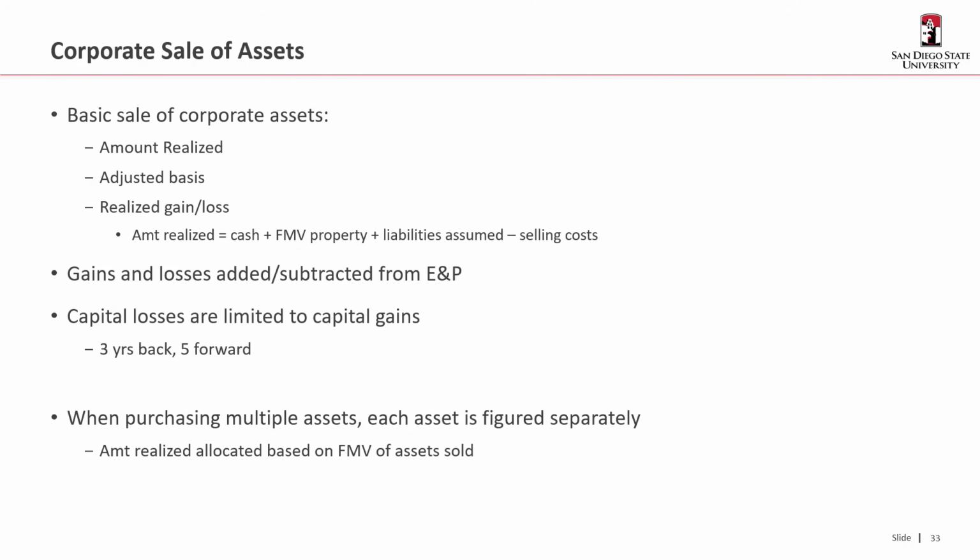Okay, so when we have a corporate sale of assets, this is a basic sale of corporate assets. You end up with the amount realized minus the adjusted basis. You get a realized gain or loss. We know about the amount realized calculation. Gains and losses are added to or subtracted from E and P. Any losses would be limited to capital gains, 3 years back, 5 years forward, etc. All these basic corporate rules. If you purchase multiple assets, each asset is figured separately, so you'd have to allocate the amount realized across each of the assets based on fair market value.